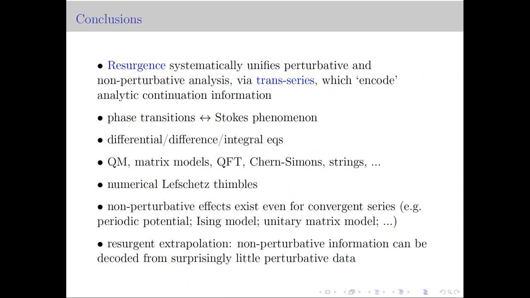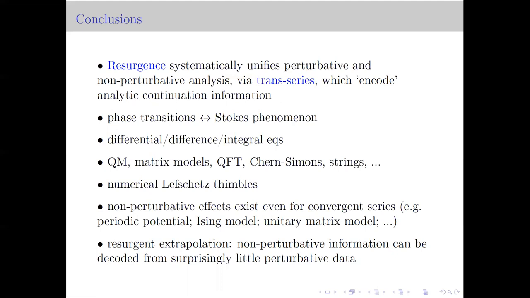There's no proof that this structure should continue to the infinite dimensional world, but there are promising signs that it may be able to. And the last message is this idea of extrapolation, that somehow it really does seem to be true that some of this non-perturbative information is somehow hidden in perturbative data. You just have to know how to decode it.